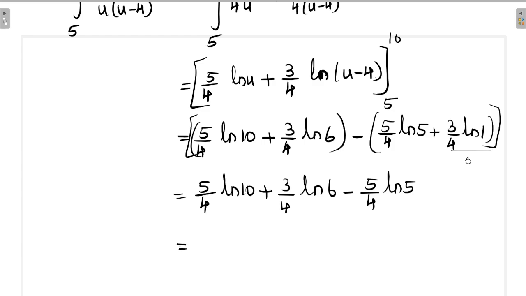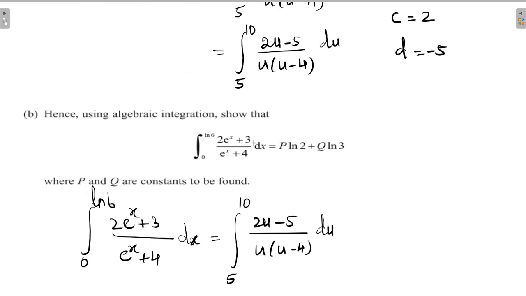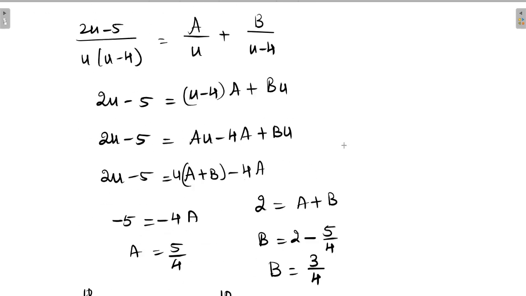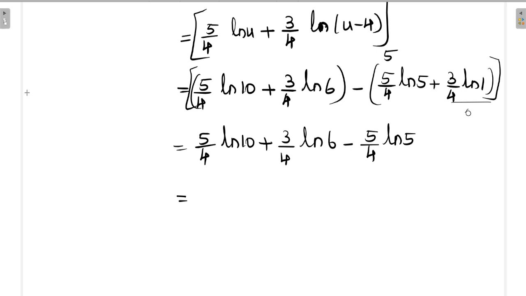Now let's check our answer. The answer we have to write in terms of P ln 2 plus Q ln 3. This is the form of our answer. Here there are no terms ln 2 or ln 3. So let's take ln 10 and ln 5. They have a coefficient 5 by 4, 5 by 4.